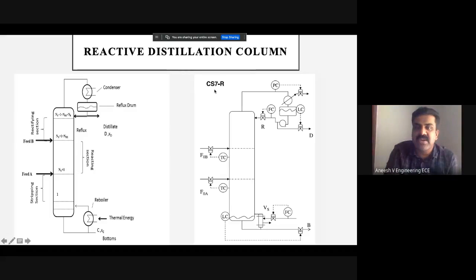This is known as control structure CS7R, proposed by Dr. Luyben. According to the Luyben system, he implemented this control structure with a PID controller, and we tried to develop it with a backstepping technique. How will this backstepping function there?